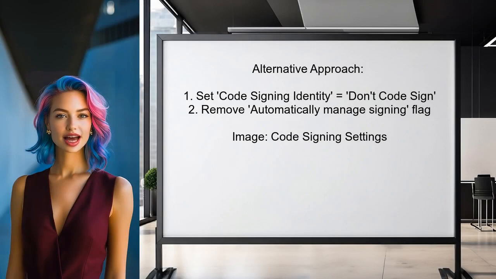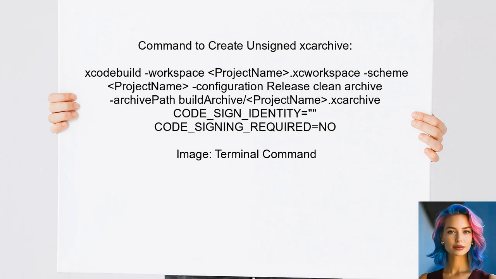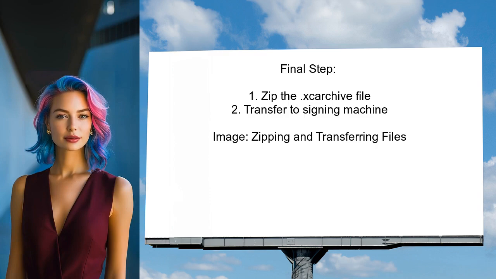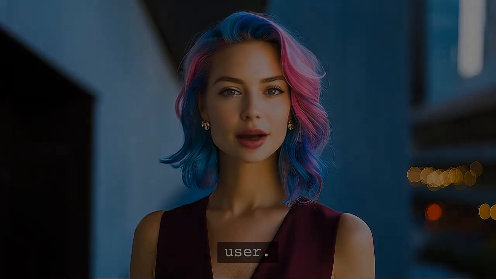An alternative approach to building and signing an iOS app on separate machines involves creating an unsigned Xarchive. First, set the code signing identity to Don't Code Sign in the build settings. Then remove the automatically managed signing flag. Next, open the terminal, navigate to your project root folder, and run the Xcode build command with the appropriate parameters. This will create a new build archive folder containing the unsigned Xarchive. Finally, after the build completes, you can zip the Xarchive file and transfer it to the signing machine for further processing. Let's take a look at an answer from another user.